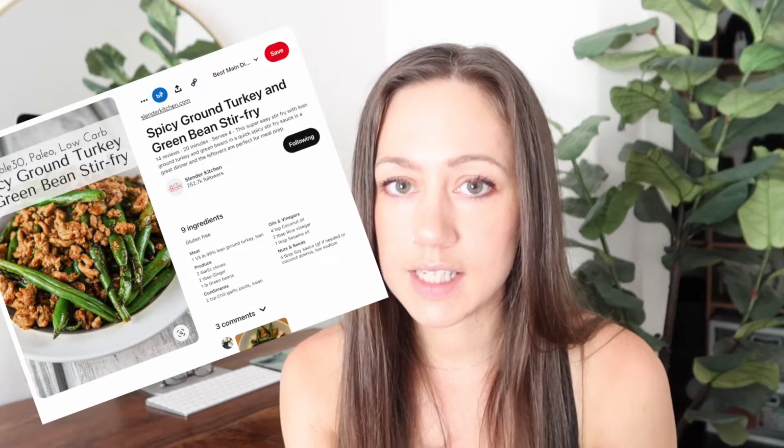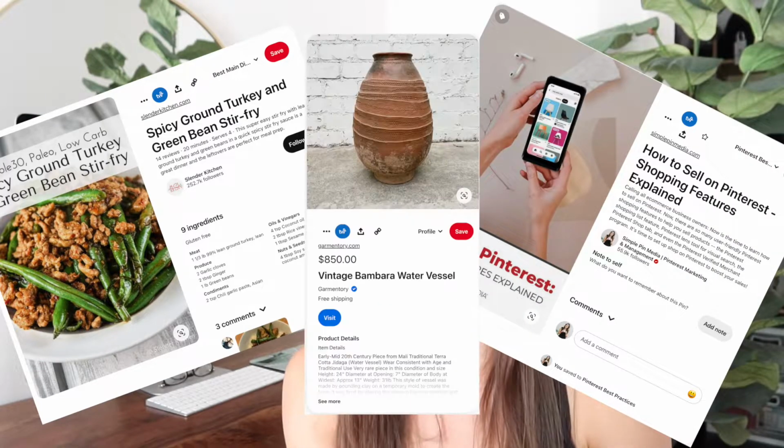So, are rich pins important? Yes, they are. And keep in mind that business accounts on Pinterest are the only accounts that can get rich pins. And this feature really creates a better user experience and increases engagement. So there are 3 different types of rich pins. There are recipe rich pins, article rich pins, and product rich pins.